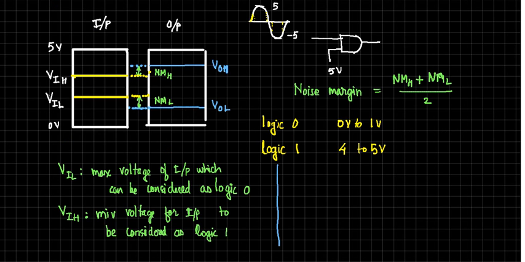Levels which we can say as logic 0 is called as this VIL. Okay, this is for the input voltage to be treated as logic 0. It may be like 0.4 volts here. So any voltage between 0 to 0.4 can be treated as logic 0. We will discuss these things. Okay?